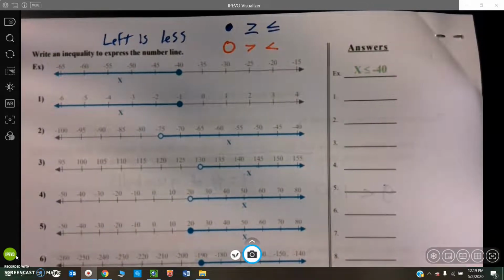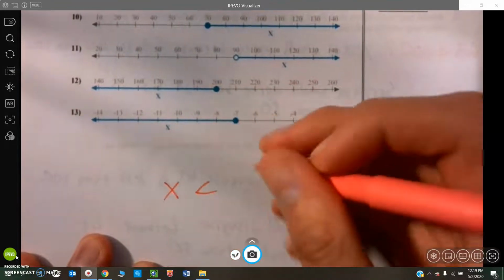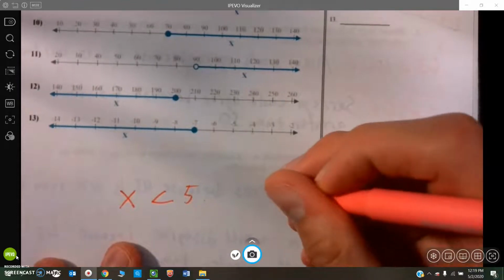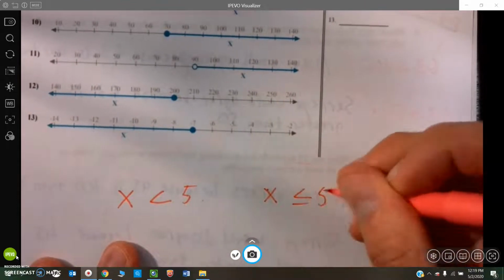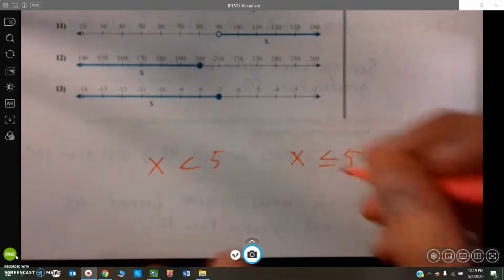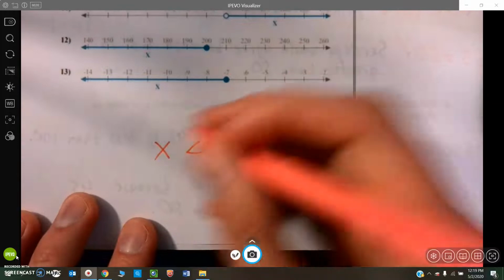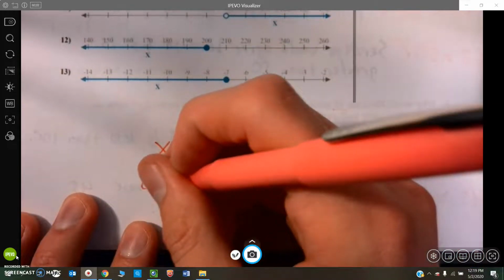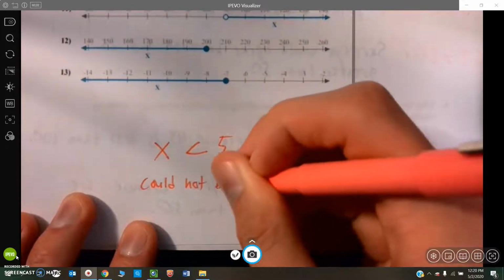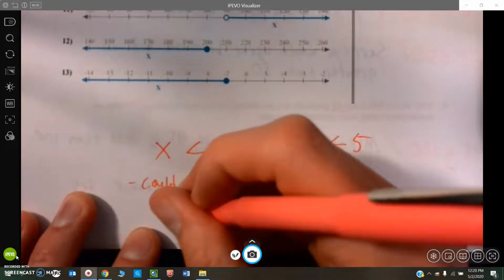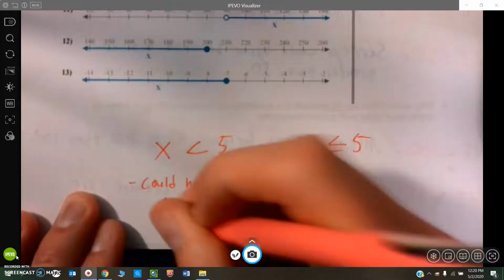Okay? So the difference here is, let's say I had x is less than or equal to 5. Previously we did a problem where we said that the cost of books must be less than $5. So in this situation, the price of a book could not be 5. It must be less.